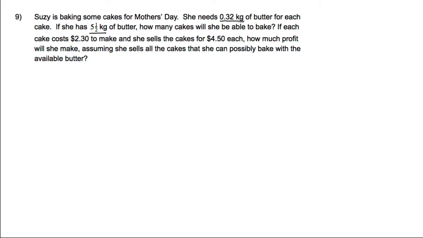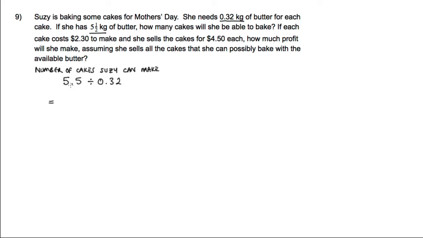0.32. That's how much she needs. And it's a mix of fractions and decimals. So you either have to work with fractions or decimals. In this particular case, it seems to make sense to work with decimals. So 5.5 kilograms will be 5.5. And we need to divide that by 0.32. So what we'll find out here is the number of cakes that Susie can make.